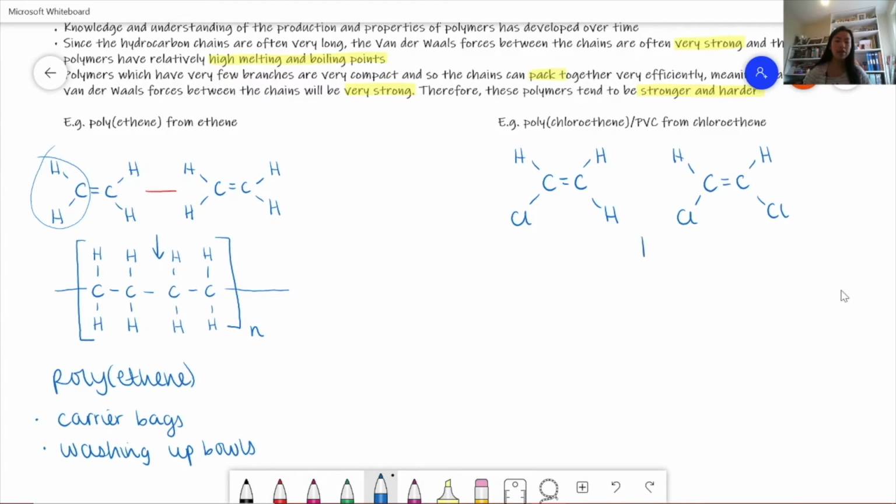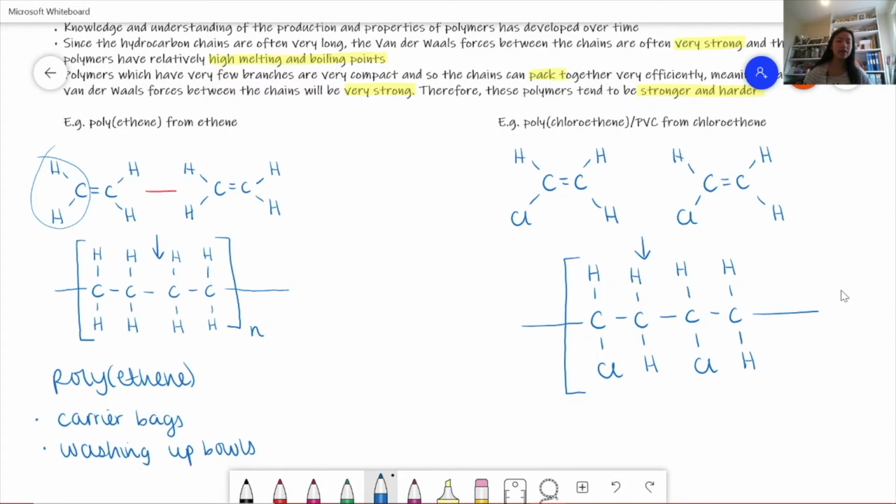And this is going to do the same thing. So we're going to have carbon with a hydrogen and a chlorine, and then another carbon with 2 hydrogens. We've broken the double bond, and this is going to bond to the next chloroethene that we have. And then we're going to break the double bond again, and then that's supposed to be a hydrogen. We have the 2 hydrogens, and again we draw the lines indicating that this is a very, very long chain, and we draw the square brackets and then N.